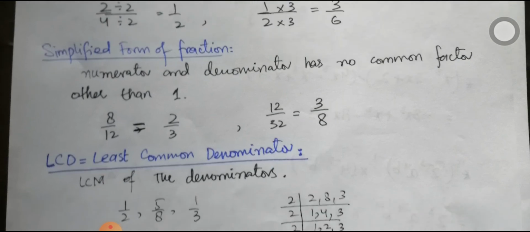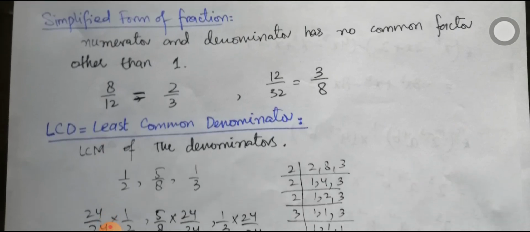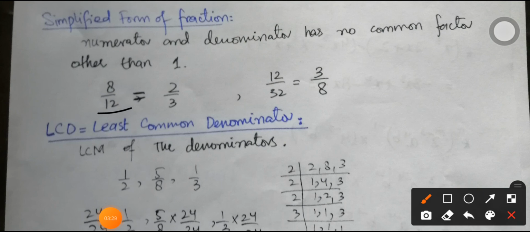The next topic is the simplified form of a fraction. A simplified form of a fraction is one in which the numerator and denominator have no common factor other than 1. For example, 8 by 12 is a fraction, but it is not in simplified form because the highest common factor of 8 and 12 is 4. So we divide the numerator and denominator by 4 to get the simplified form of the fraction, which is 2 by 3. Now you can see that the numerator and denominator have no common factor other than 1. So this is the most simplified form of the given fraction.